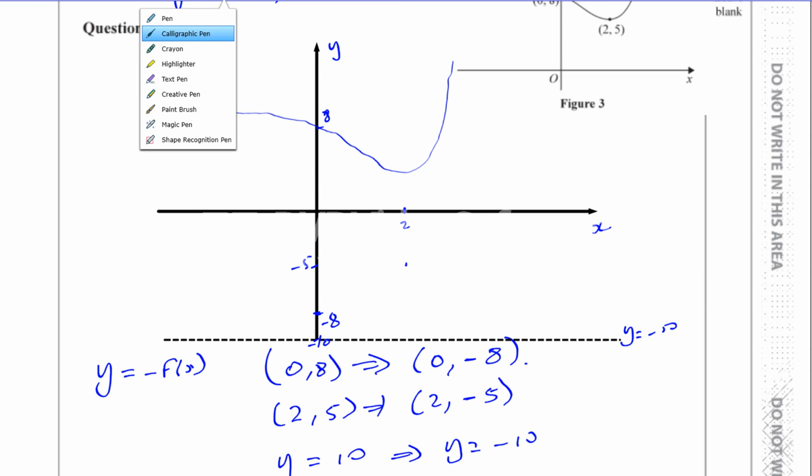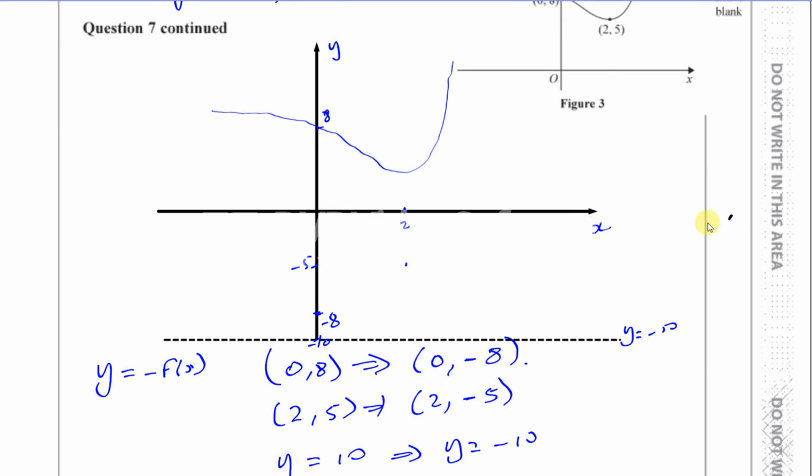Basically, it's going to go something like this. It's going to be a reflection of that in the x-axis. So it's going to turn upwards, and it's going to come like this. On this side, it crosses the asymptote. It's going to come like this, and then it's going to go like that. And on this side, it's not going to reach the asymptote. Let me fix that a bit. All right, so there we have our y equals minus f of x.